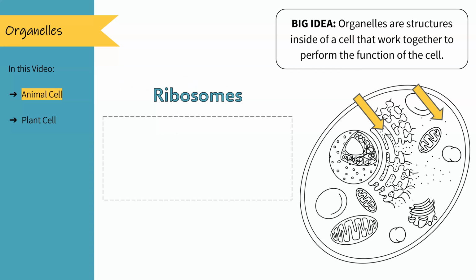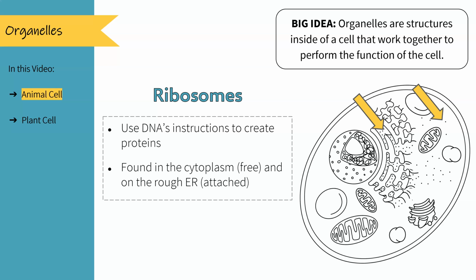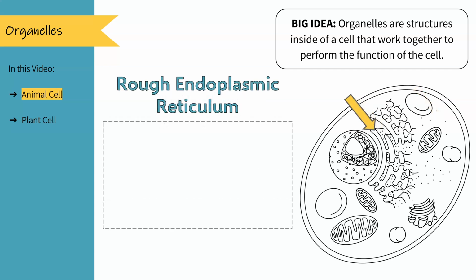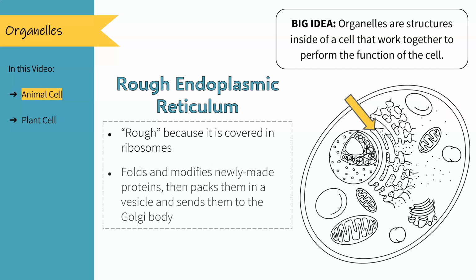Ribosomes, which we talked about as being made in the nucleolus, use the instructions from DNA to make proteins. They can either be in the cytoplasm, which we would call free ribosomes, or attached to the rough ER. The rough ER, or the rough endoplasmic reticulum, is rough because it's covered in those ribosomes.